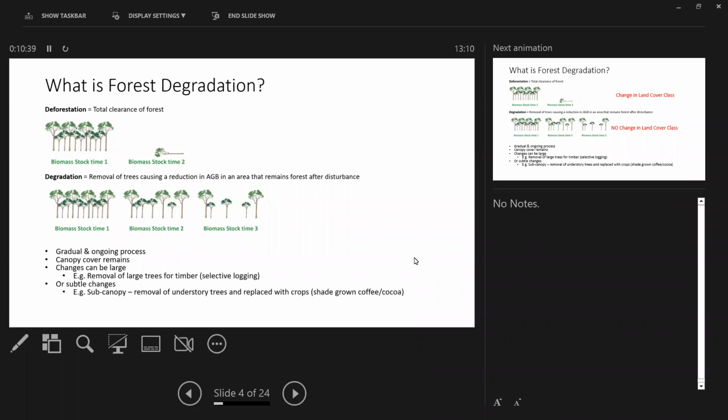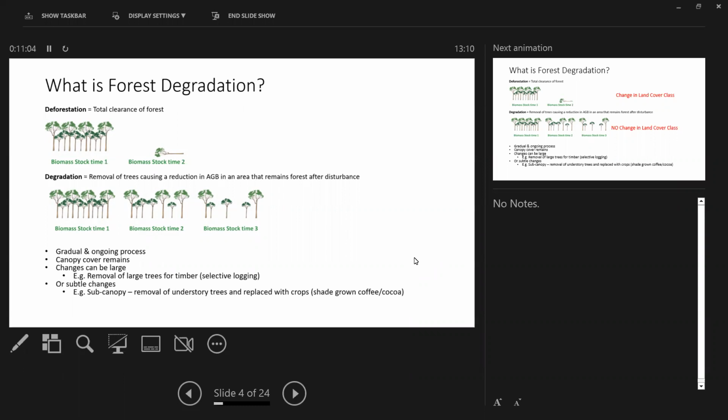Now, degradation can be a gradual process and it can be ongoing. So the same place can be degraded multiple times. And there's still canopy cover, which makes it more challenging as a process to map. These changes can be large, so that can be the removal of big trees and lots of them. So if you're doing selective logging, for example, you cut down big trees, you have a lot of residual damage, like there's a bit of a domino effect when you cut these trees down.